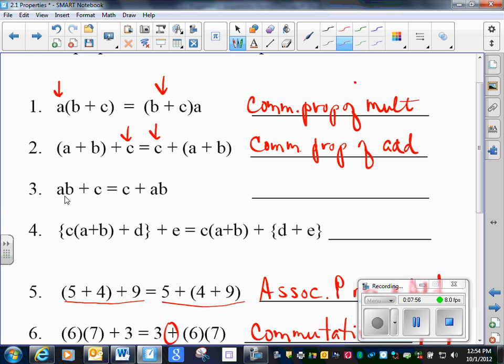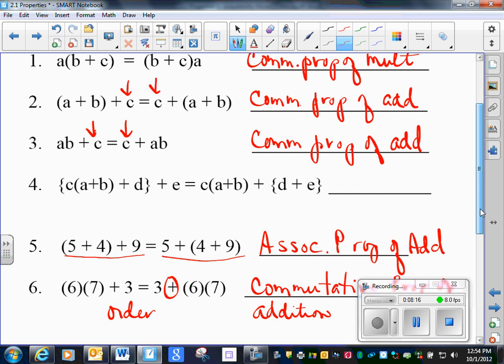This one, let's see. What changes? It looks like the order. Again, the C comes second and the C comes first. Commutative property of addition.